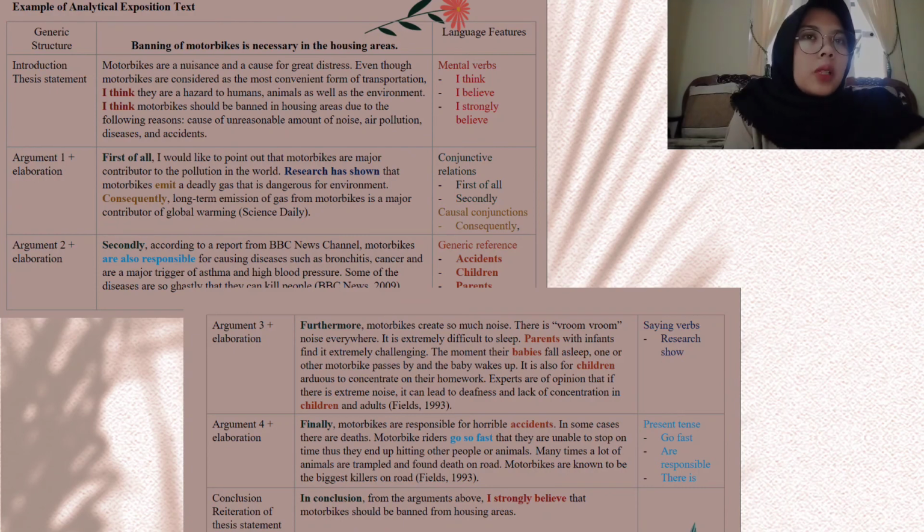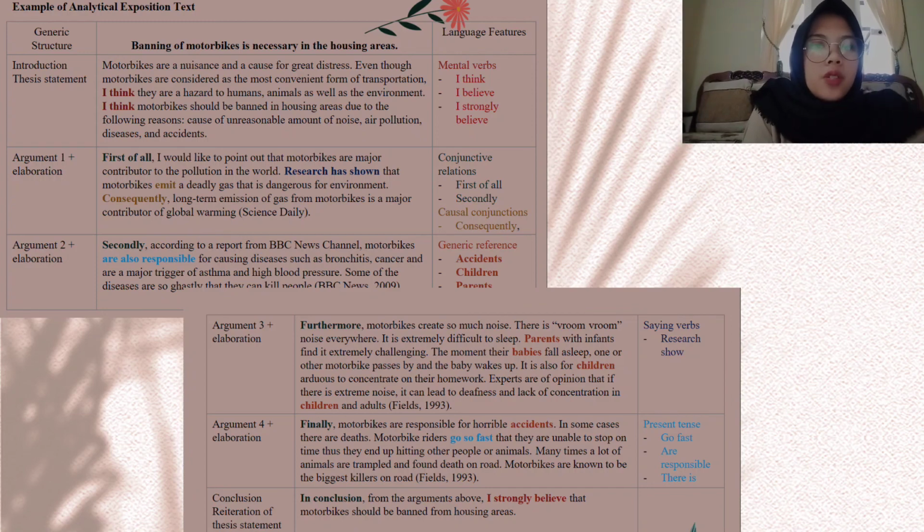The thesis statement is in the first paragraph. The second paragraph is argument 1. The third paragraph is argument 2. The fourth paragraph is argument 3. The fifth paragraph is argument 4, and the last is the conclusion.